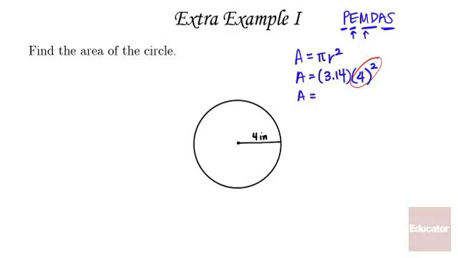So 3.14 times 4 squared is 3.14 times 4 times 4, which is 16. Again, remember, do not multiply 3.14 times 4 and then square it. If you do that, you're going to get the wrong answer. So here I want to multiply 3.14 times 16.